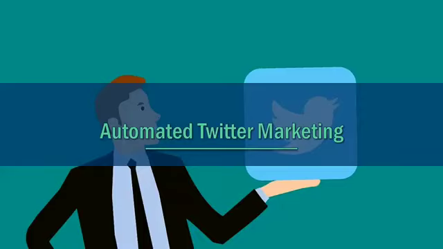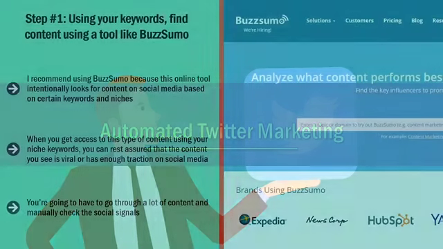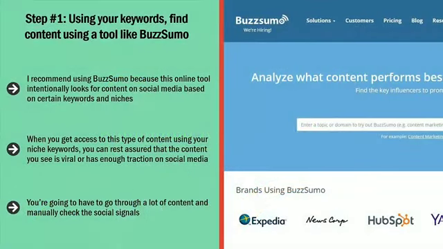Automated Twitter marketing. Follow the step-by-step directions below to set up your own automated Twitter marketing campaign. Step number 1, using your keywords, find content using a tool like BuzzSumo. I recommend using BuzzSumo because this online tool intentionally looks for content on social media based on certain keywords and niches. It then ranks this material based on their social engagement levels. When you get access to this type of content using your niche keywords, you can rest assured that the content you see is viral or has enough traction on social media.